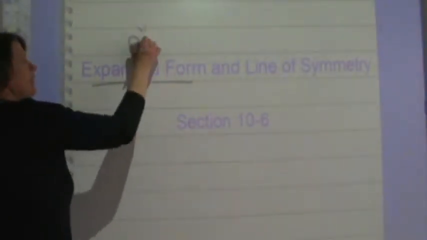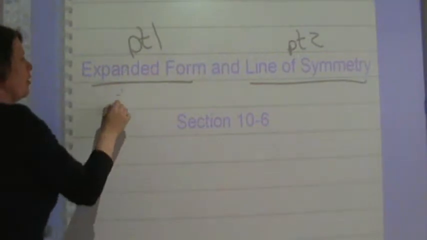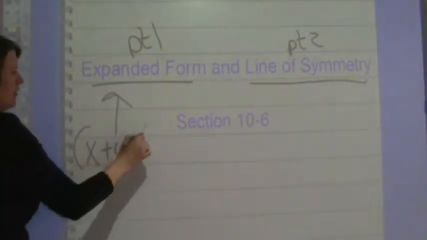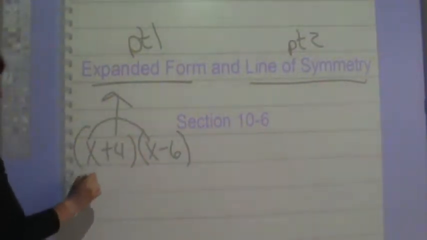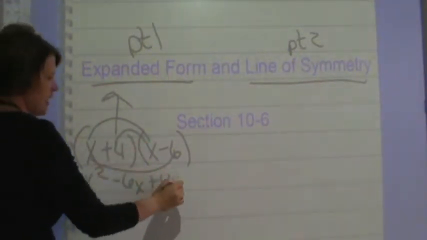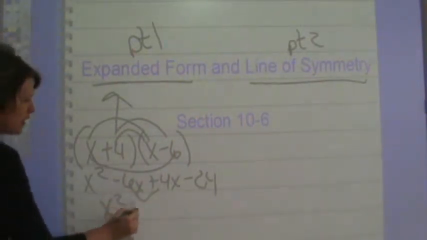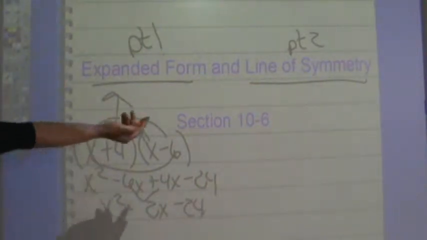Okay, yesterday we did part 1, if you remember. I said we were going to do part 1, and then today we'll do part 2. Part 1 was just where you had to take x plus 4 times x minus 6, for example. Then we get x squared minus 6x plus 4x minus 24, so x squared minus 2x minus 24. Okay, so that was part 1.